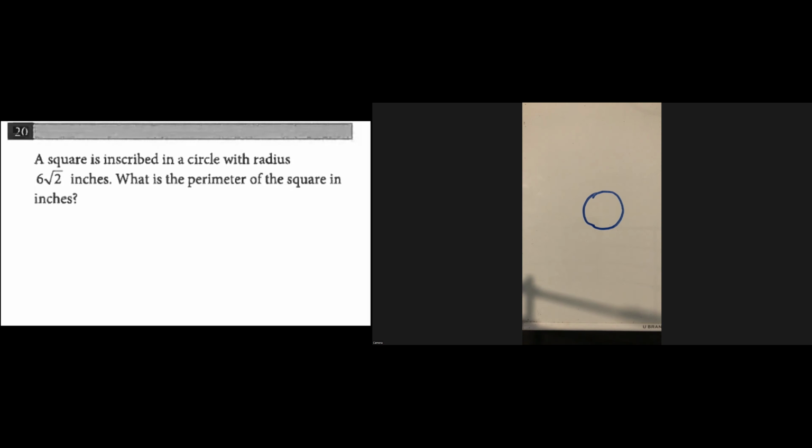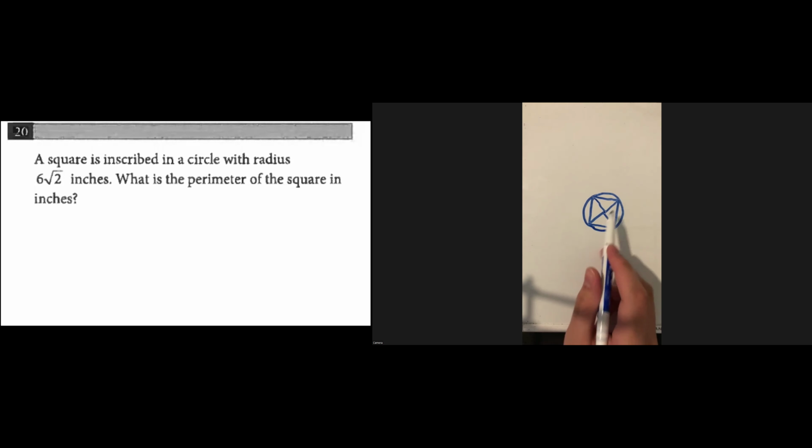Okay, so for question 20, we're given that there's a square inscribed in the circle. So this is our square. It's a bad square, but it's a square inside of the circle. And we're given that the radius is 6 root 2. So if this is the center, this would be 6 root 2, this would be 6 root 2, this would be 6 root 2, and this would be 6 root 2. The radius is always 6 root 2.